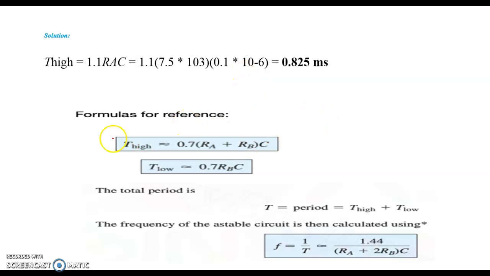That's all, and these are the formulas that we use in the monostable and astable 555 timer. T high is equal to 0.7 RA plus RB into C, and T low is 0.7 RBC, and the total time period is T high plus T low, and for frequency we apply the formula f equal to 1 by T. After applying these values, we get frequency equal to 1.4 upon RA plus 2 RB into C. This direct formula we can use to get the value of frequency. Thank you.